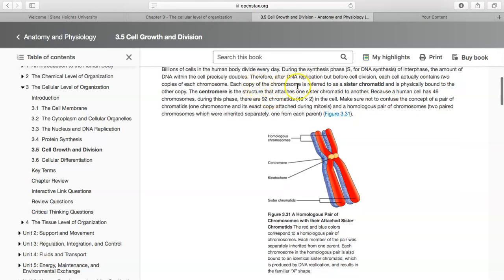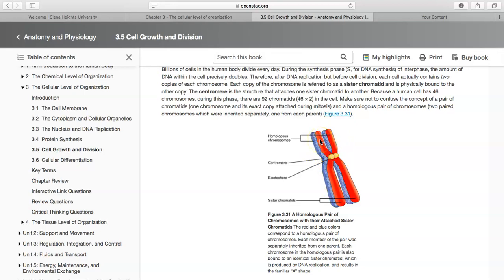And each copy of that chromosome is referred to as a sister chromatid, and it's physically bound to the other copy. So take a look here. Let's say that the red one, there's a red and there's a blue. Let's say the red is from dad and the blue is from mom, okay? Because you get a copy from mom and you get a copy from dad. You also have to copy each copy. So notice that there's two reds and there's two blues.